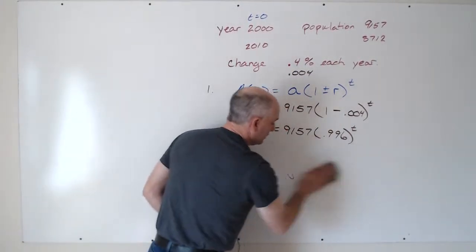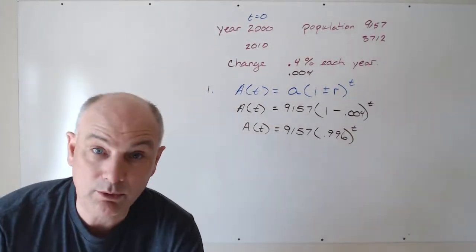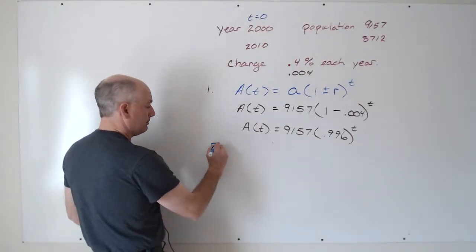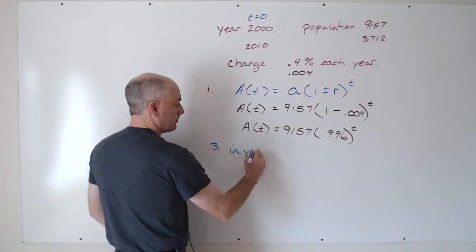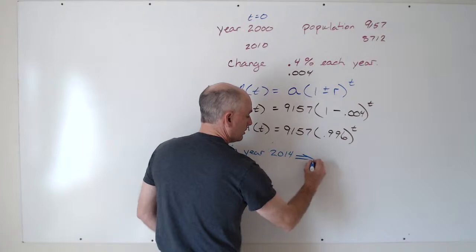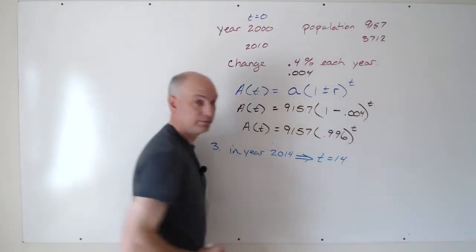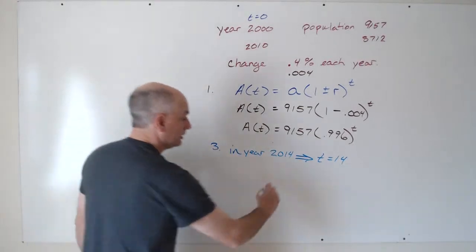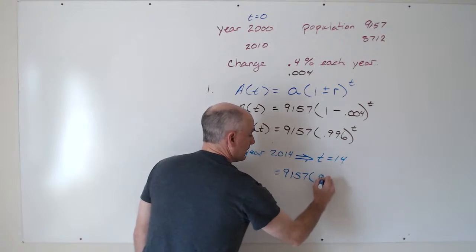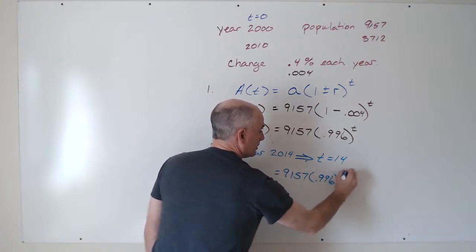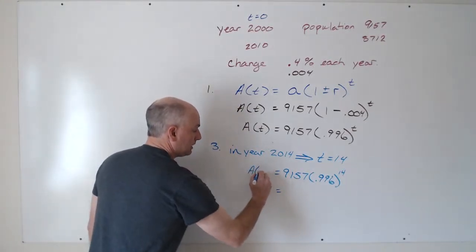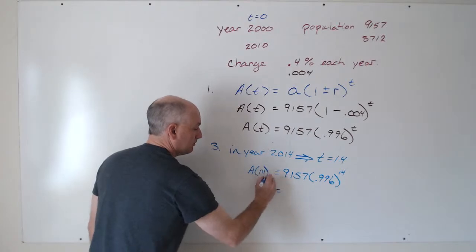then, all we're doing is now we're trying to figure out, well, what would be the population in the year 2014? Okay, so in problem number 3, in the year 2014, we would have to recognize that t is equal to 14. And so all we have to do then is just plug it in. 9157 times 0.996 to the 14th power. So that would be the amount of people in the year 2014.